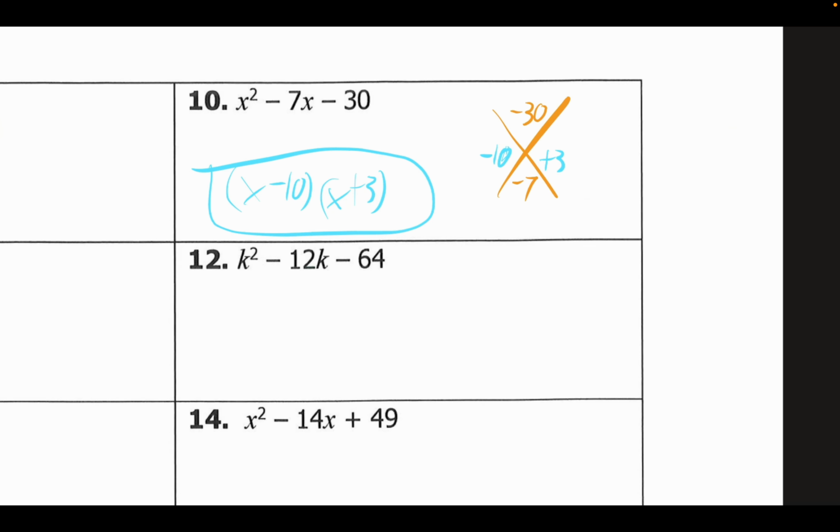So here on number 12, we'll do negative 64 at the top, negative 12 at the bottom, a negative and a positive again, and we're going to get negative 16, positive 4. And we're going to have k minus 16 and k plus 4.